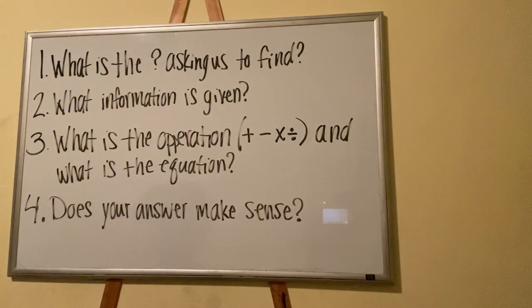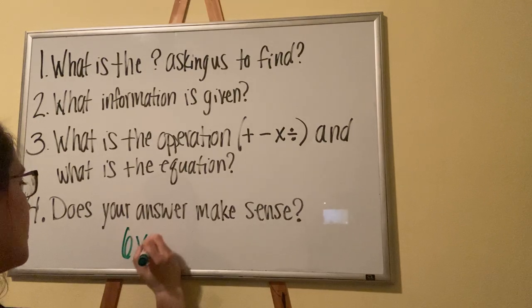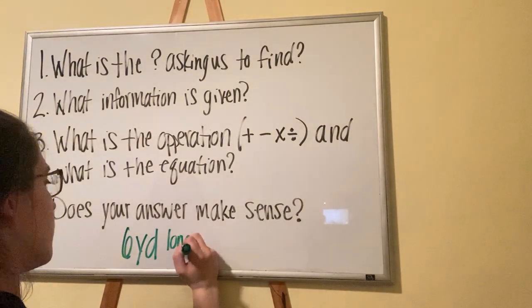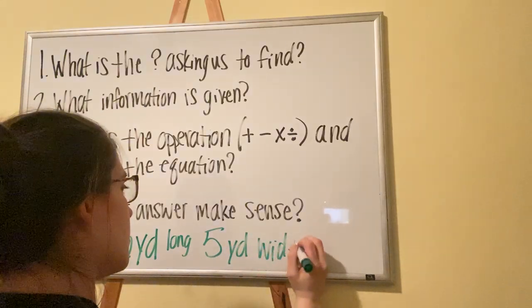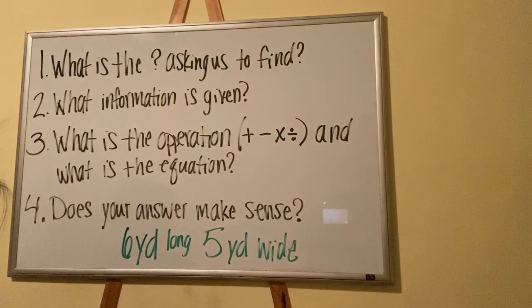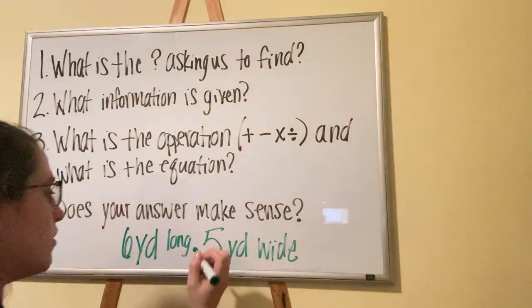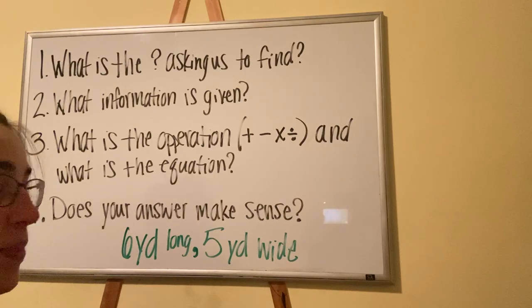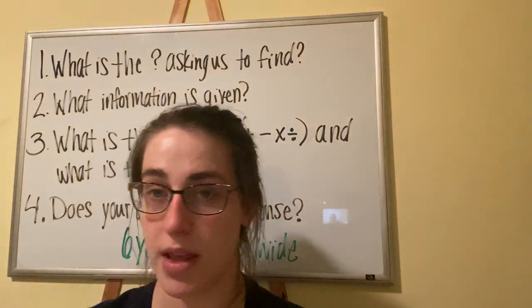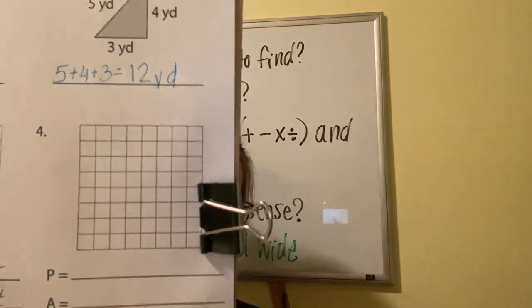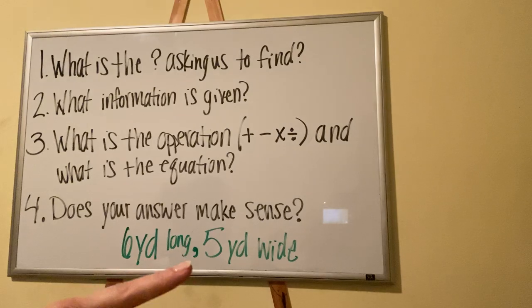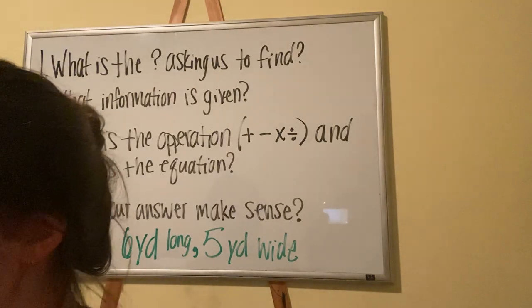I'll write it on the board here so you can see. You're going to find the perimeter of an area that is 6 yards long and 5 yards wide. 6 yards long, 5 yards wide. Your job is to make that shape now on the grids for number four. Number four. 6 yards long, 5 yards wide.